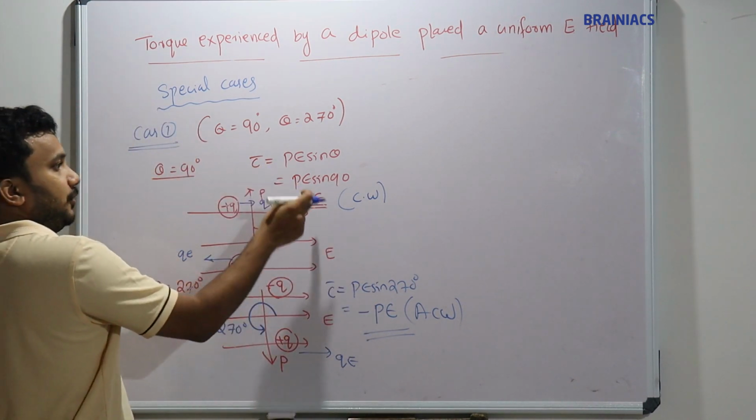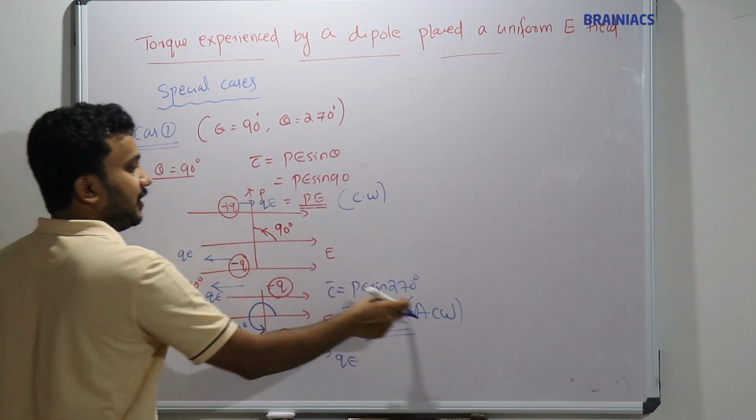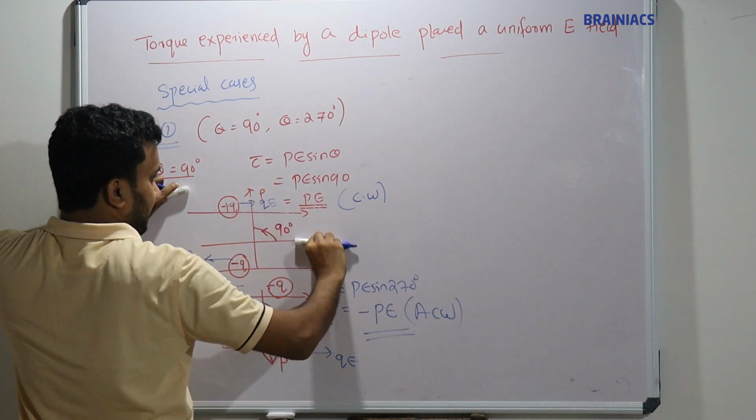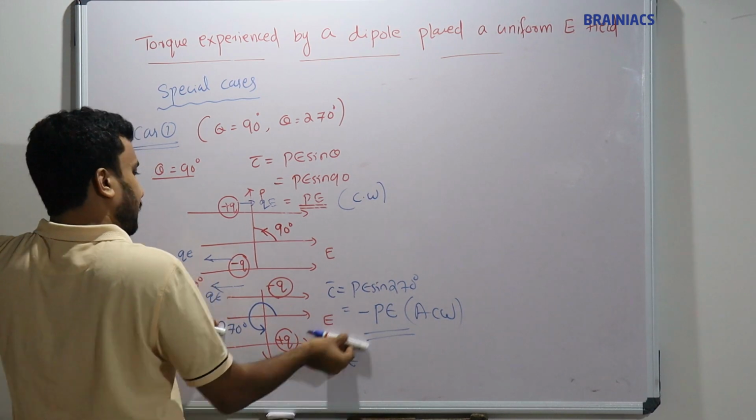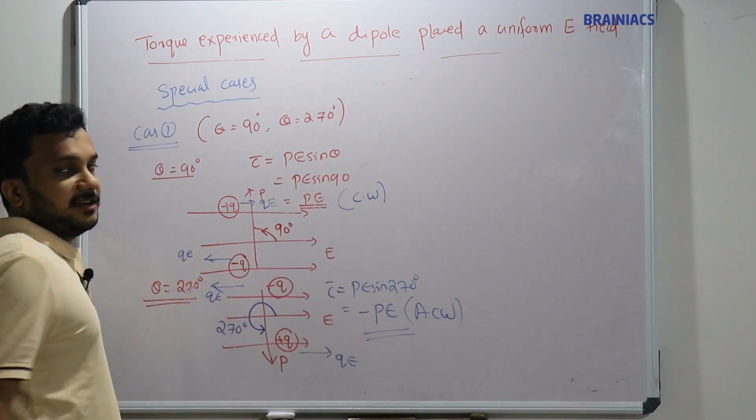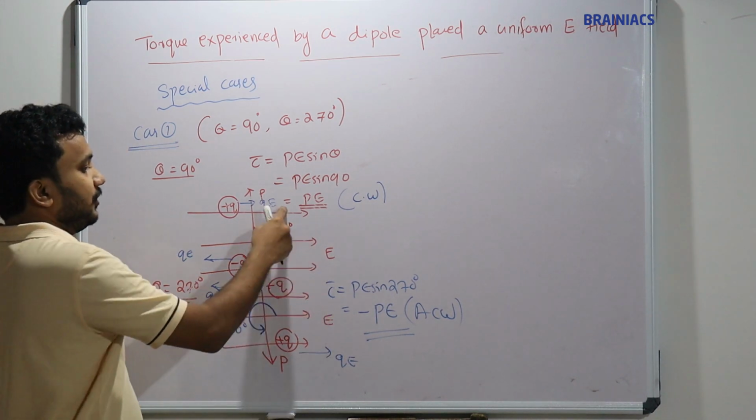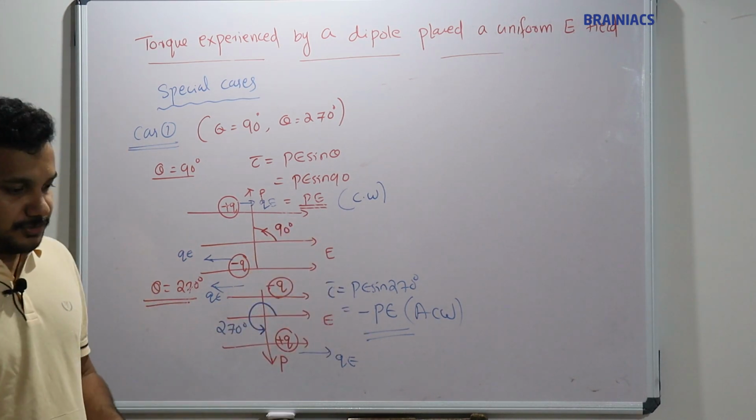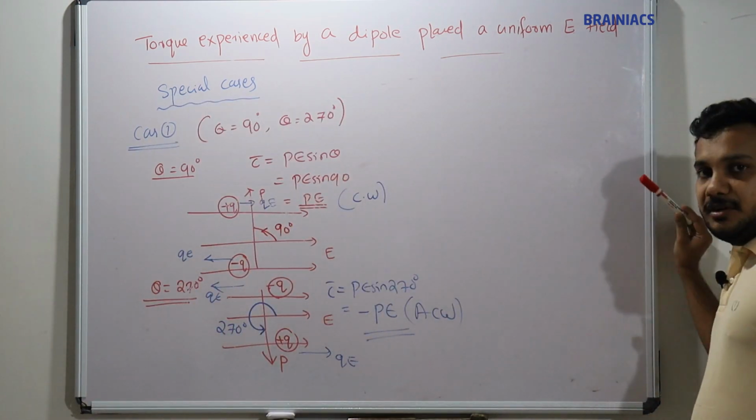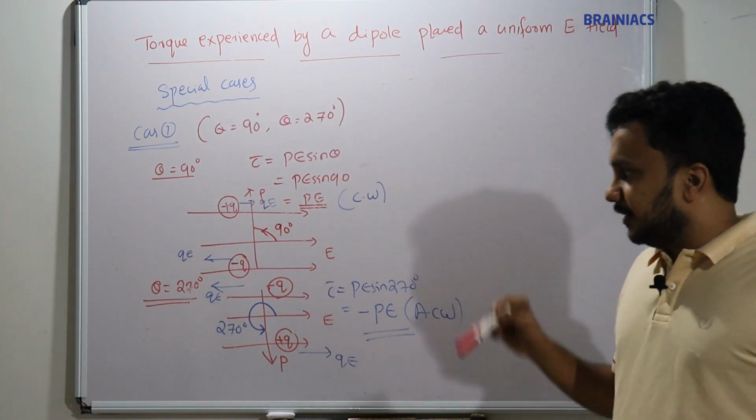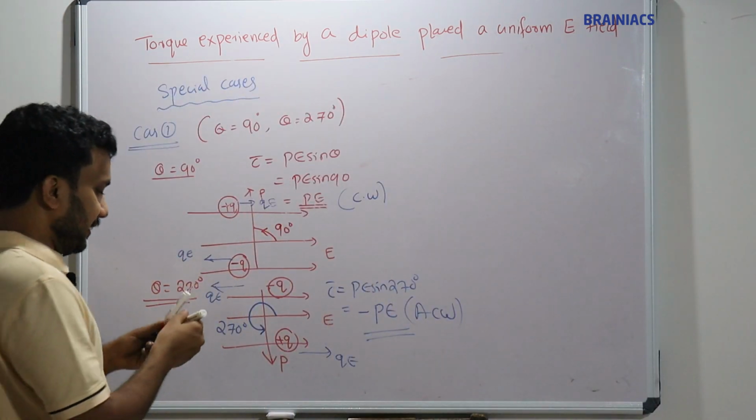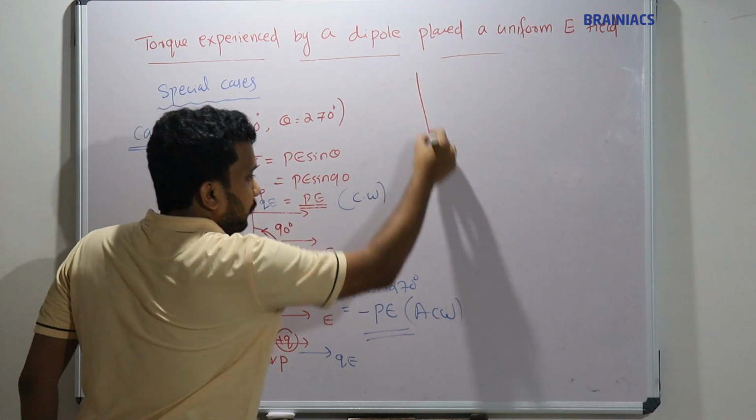Torque is a vector quantity. Positive means clockwise, negative means anti-clockwise direction. So in this case, it will rotate like this. In this case, it will rotate like this. So here it is like this and here it is like this. So the directions are opposite. That's why we got different sign conventions for this one. Hope you understood, right? Okay, so that is the concept for theta equal to 90 degree and theta equal to 270 degree. We'll move to the next one.